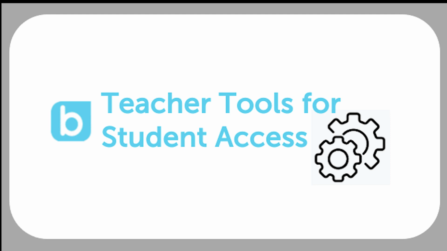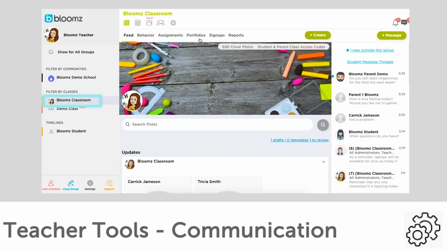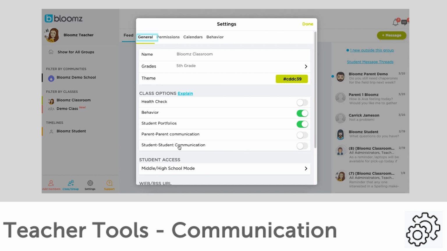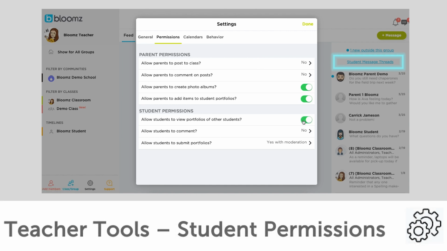There are several tools and settings that can help with student communication and use in the app. First, click into the class and click the Settings icon. Select Edit Settings. On the General tab, there is an option to toggle on or off student communication. This will allow or not allow students to message directly with each other. If on, you will have oversight into all these messages under Student Message Threads.